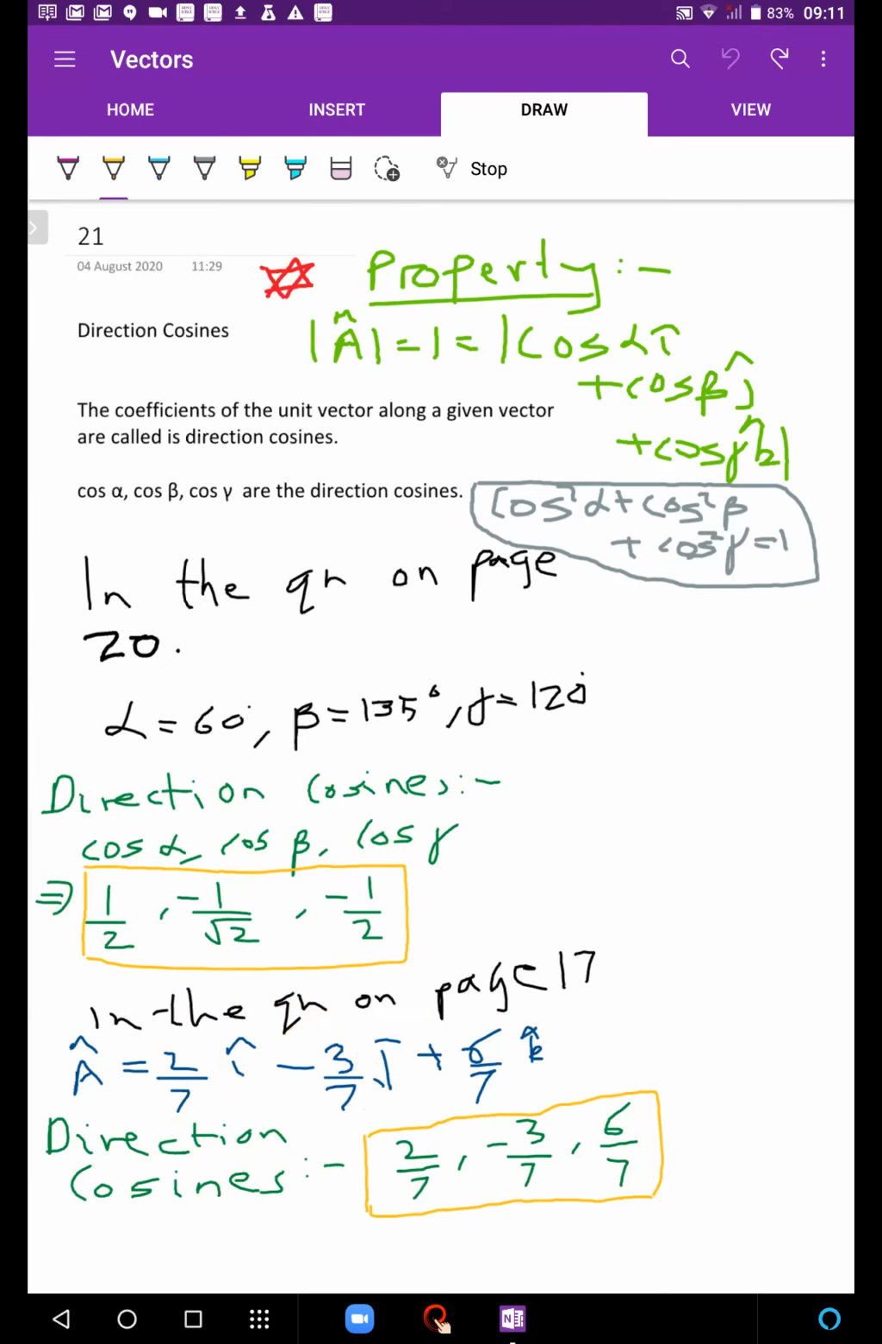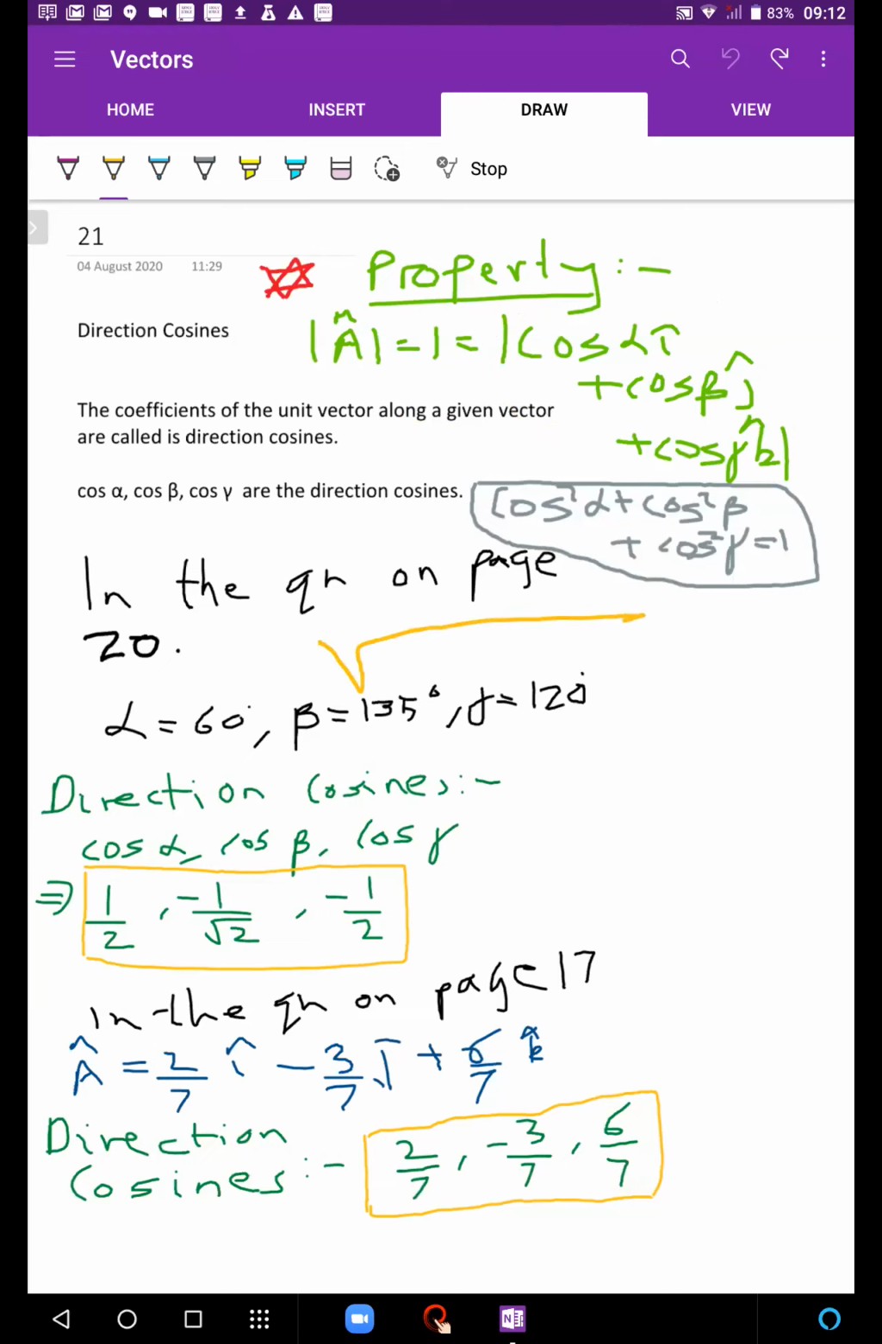Now one important property of direction cosines: note that we said our unit vector can always be written like this: cos alpha i cap, cos beta j cap, cos gamma k cap. Moreover, our unit vector's magnitude is always equal to 1. So the magnitude of this vector, cos alpha i cap plus cos beta j cap plus cos gamma k cap, will also always be equal to 1. Now, how will we write its magnitude?